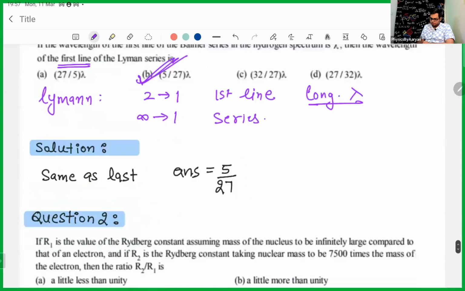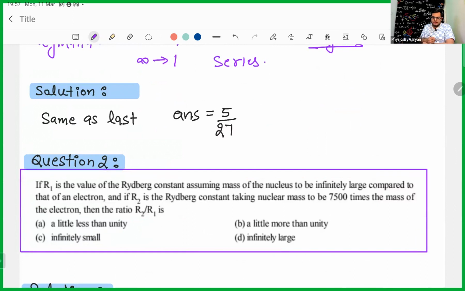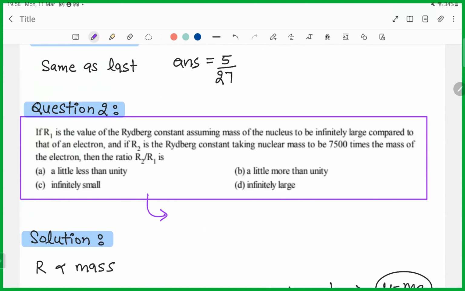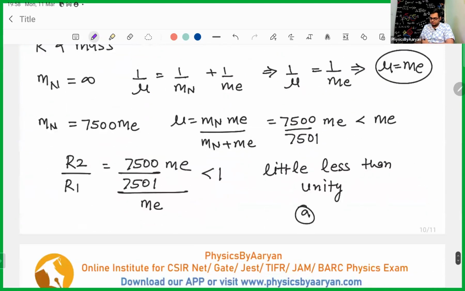Okay, then how many of you can tell me the concept which will be used here? How many of you reached the conclusion? What concept should I use? Reduced mass, right? Again, use reduced mass. And I already told you that the Rydberg constant is directly proportional to the mass. So this will be your homework. Try this question out. Nothing new in this question.